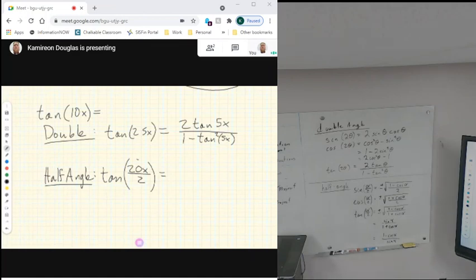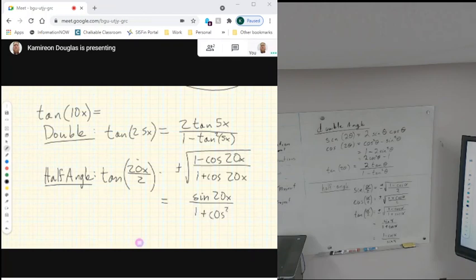Okay? This will become plus or minus the square root of 1 minus cosine of 20x all over 1 plus cosine of 20x. Alternatively, the middle version would be sine of 20x over 1 plus cosine of 20x. And the bottom one would be 1 minus cosine of 20x over sine of 20x.